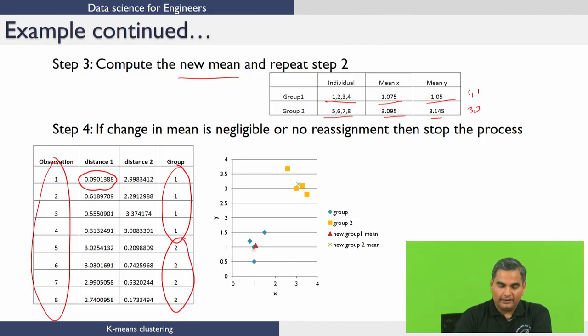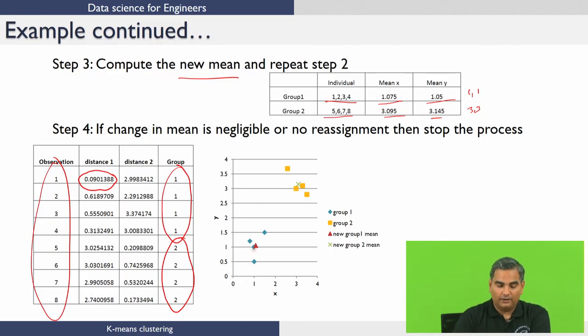So, if you again compute a mean, because the points have not changed, the mean is not going to change. So, even after this the mean will be the same. If you keep repeating this process, there is never going to be any reassignment. So, this clustering procedure stops.